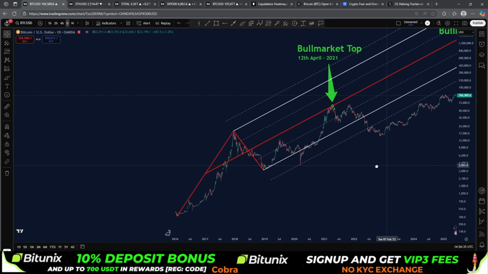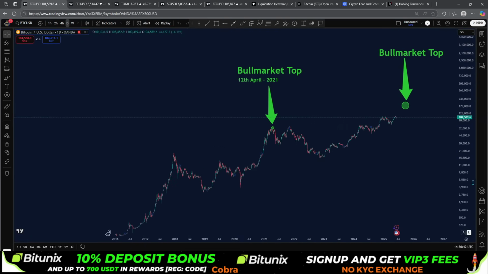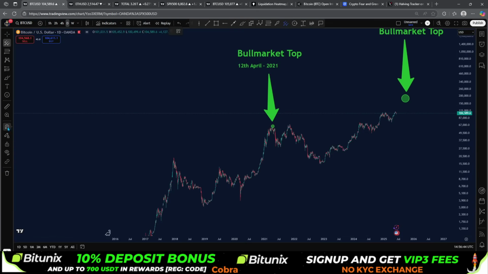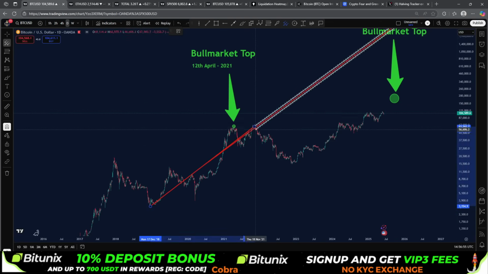So let's jump back on the Bitcoin chart. Let's try to apply the exact same rules that we applied previous bull run to predict the top here. And as you guys know, the rules are we use the previous bear market lows. So the bear market lows technically was in December 2018.